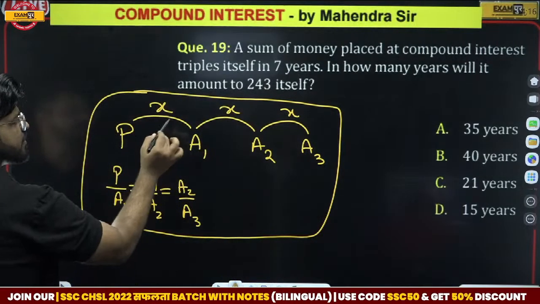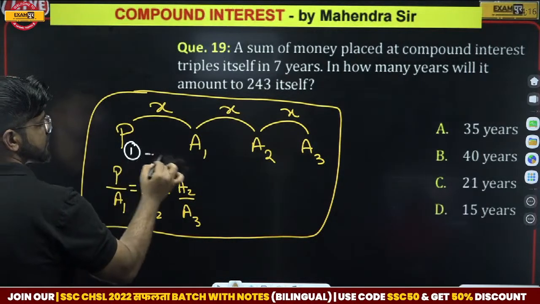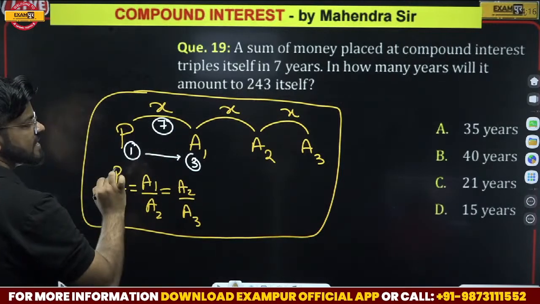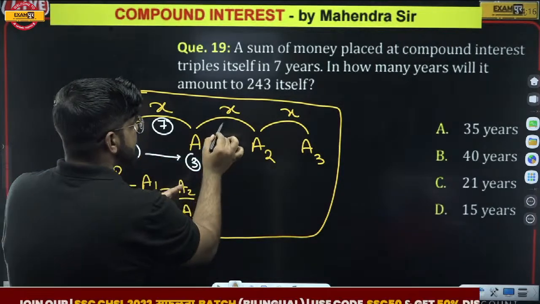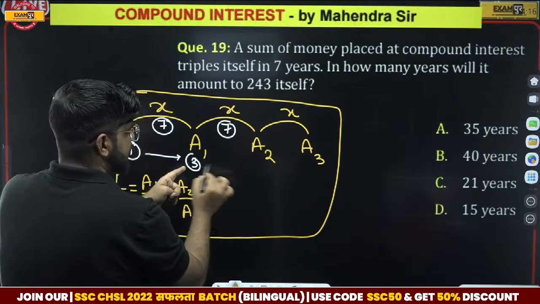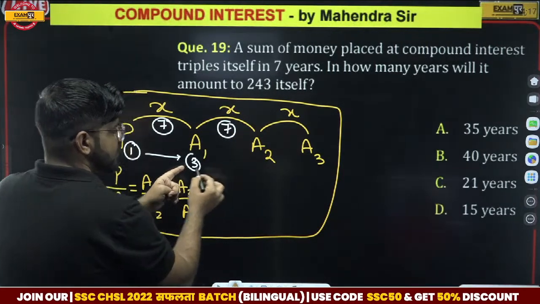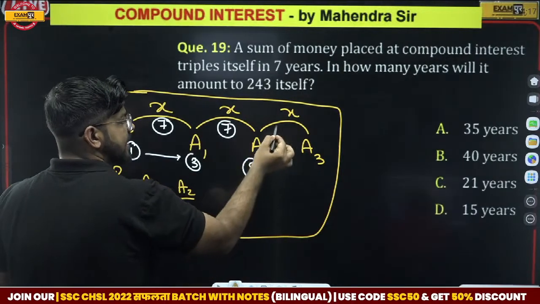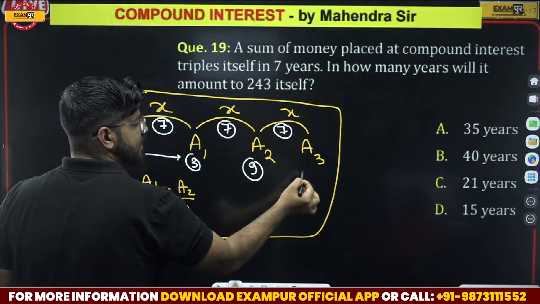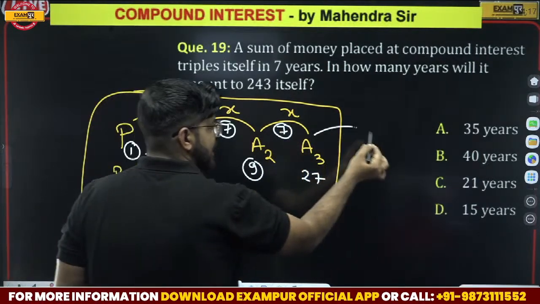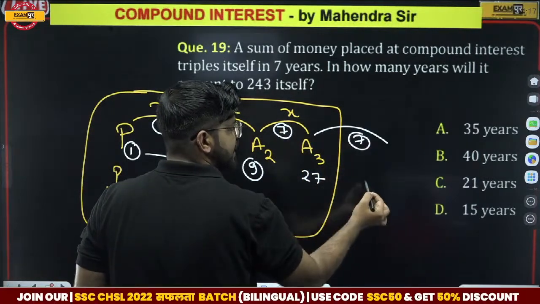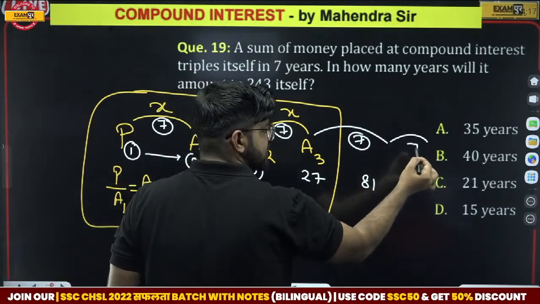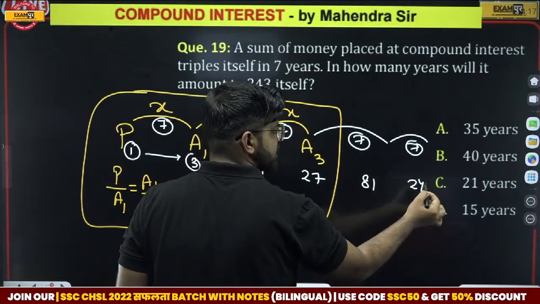The question says the amount becomes triple in 7 years. So again in the next 7 years it will become triple. Triple of 1 is 3. Triple it again, you will get 9. In the next 7 years you will get 27. In the next 7 years, triple of this, that means 81. And in the next 7 years, triple of this, that means 243 times.